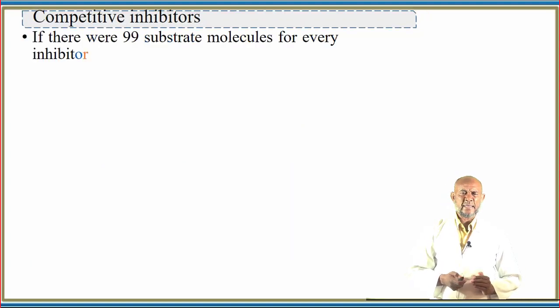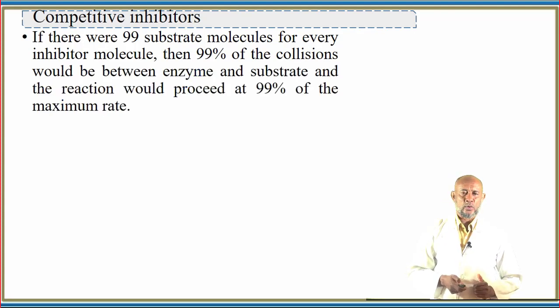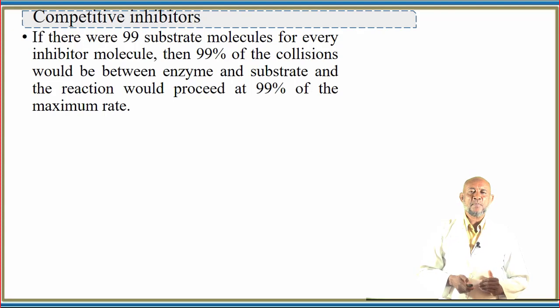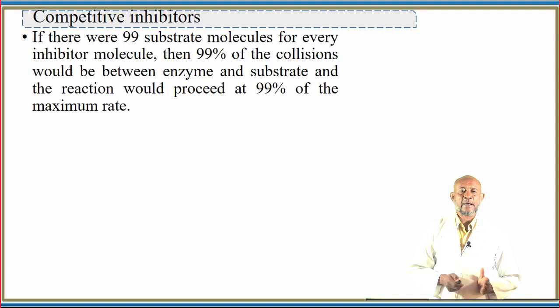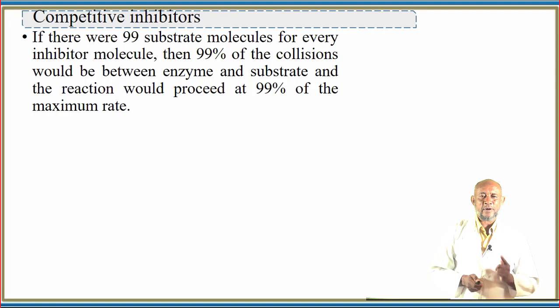If there were 99 substrate molecules for every inhibitor molecule, then 99% of the collisions would be between enzyme and substrate, and the reaction would proceed at 99% of the maximum rate. When there are 99 substrate molecules for every inhibitor molecule, 99% of the collisions would be between enzyme and substrate, and the reaction would proceed at 99% of the maximum rate.